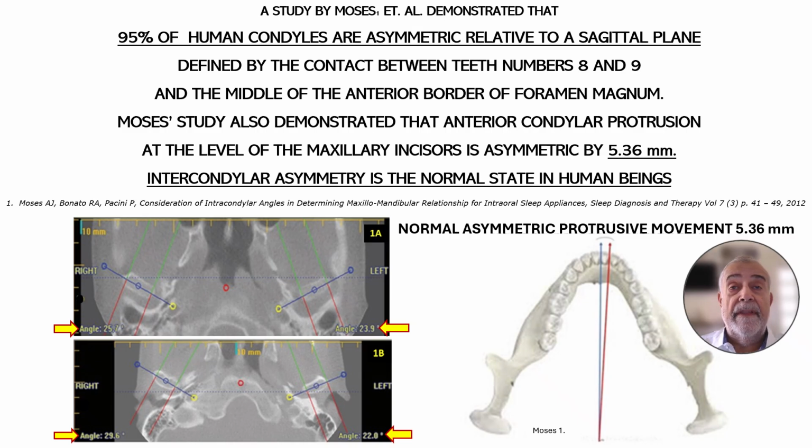Moses also demonstrated that anterior condylar protrusion at the level of the maxillary incisors is usually asymmetric by 5.36 millimeters. Intercondylar asymmetry is the normal state in human beings. Looking at this picture of the skeleton, you can see that from the middle, they curve as you protrude out. They usually curve, averaging 5.36 millimeters in 95% of human beings.